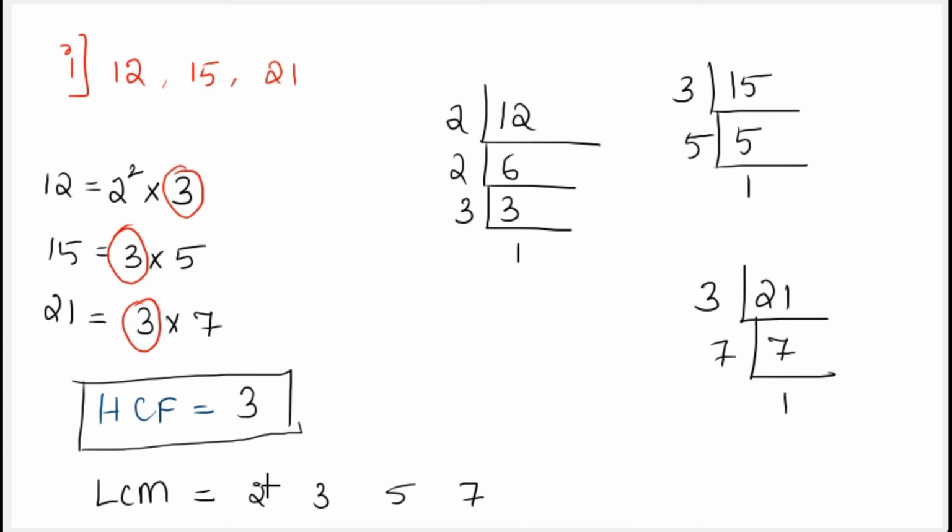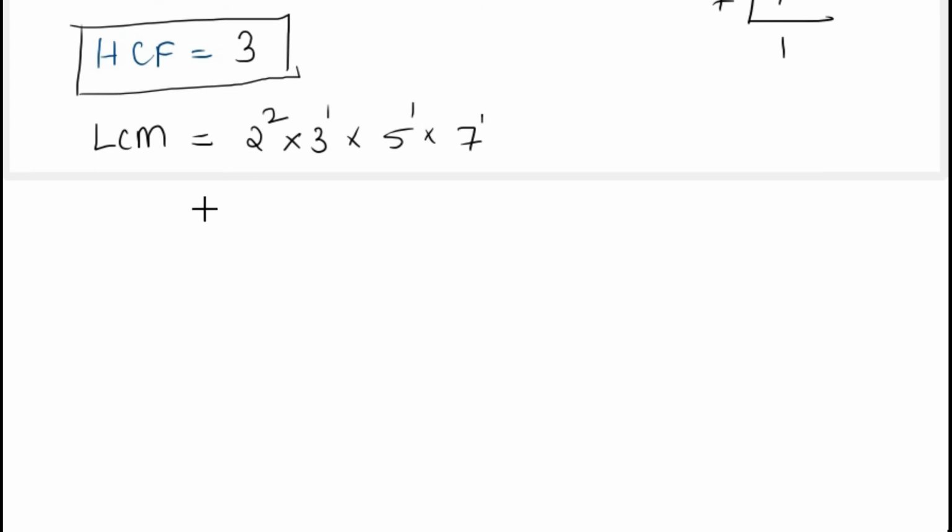अब 2 का highest power यहाँ पे क्या है? 2 है. So 2 square multiplied by 3 का highest power क्या है? 1. 5 का highest power 1. 7 का highest power 1. So LCM होगा 2 square multiplied by 3 multiplied by 5 multiplied by 7. 2 square होगा 4 multiplied by 3 multiplied by 5 multiplied by 7.